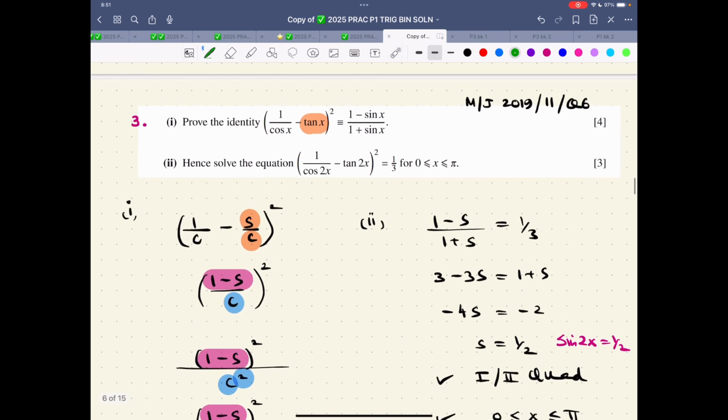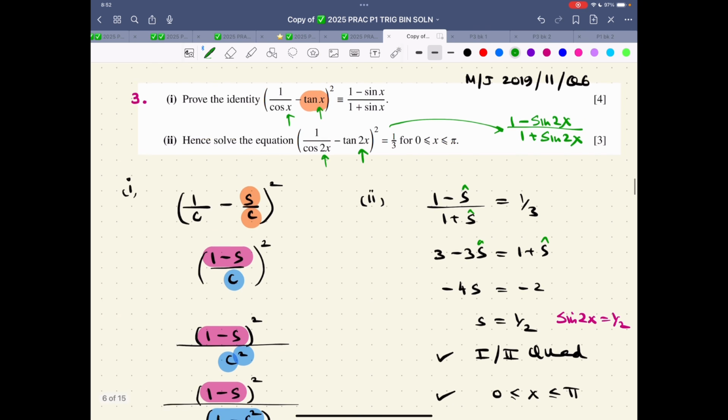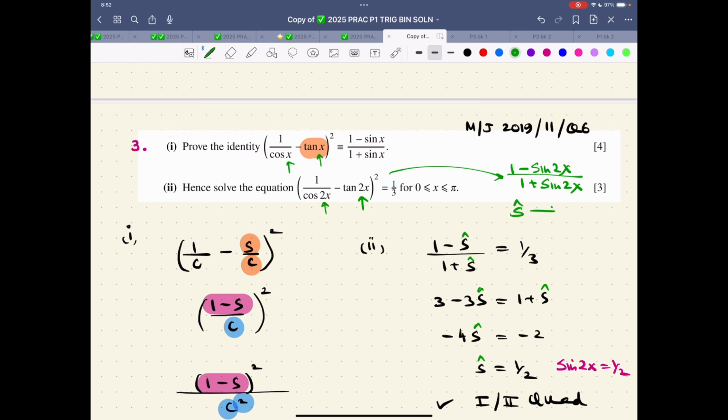So very nice question. And then it says, hence solve this equation. Now the trick is this. Over here, we have x, we have x. Over here, we have 2x, we have 2x. Got the idea? That is the only difference. That means if x is giving this thing, therefore this should be 1 minus sine 2x over 1 plus sine 2x. So over here, this s, which I have labeled a bit differently, is basically s standing for sine 2x. So make it very, very clear.